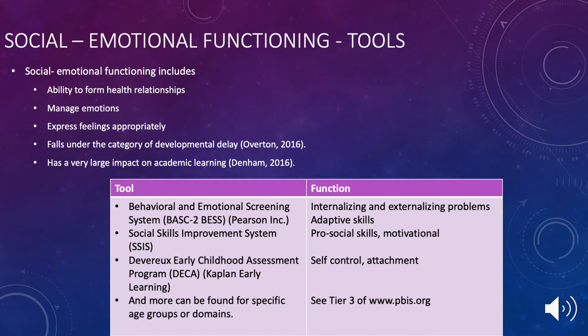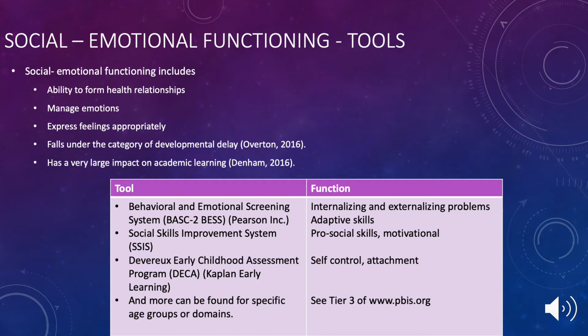So for social emotional functioning, it includes the ability to form healthy relationships, to manage emotions, to express feelings appropriately, and if there's a problem, it falls under the category of developmental delay. And there's a very large impact on academic learning.